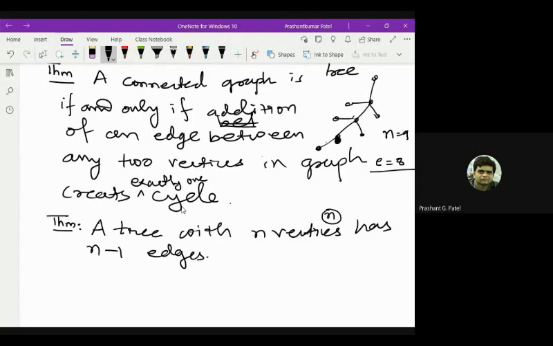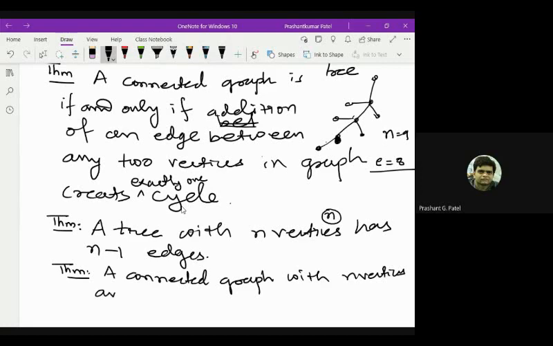Whether the converse of this result is true, how can I state the converse of this? A connected graph with n vertices and n minus 1 edges, is it a tree? So that theorem is also true. The theorem says that a connected graph with n vertices and n minus 1 edges is a tree.